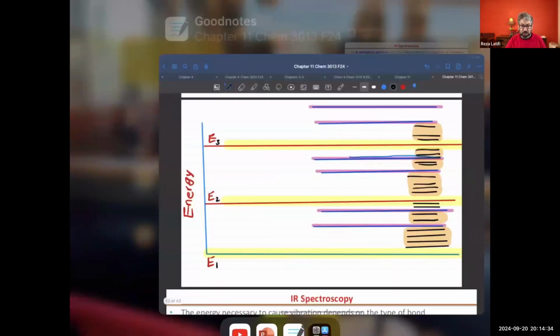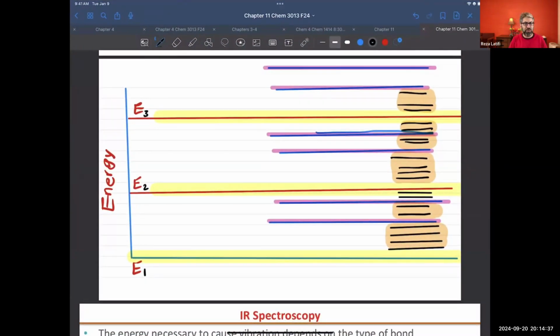Remember, any molecule that you pick is made of electrons, protons, and neutrons. Depending on the energy that you are applying, you can target electrons. You can send an electron from one layer to another layer, and it depends on the gap between them. We can call it electronic, vibrational, or rotational. Let's start with this.